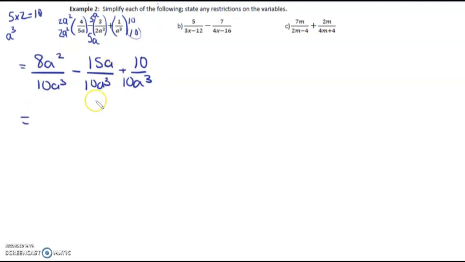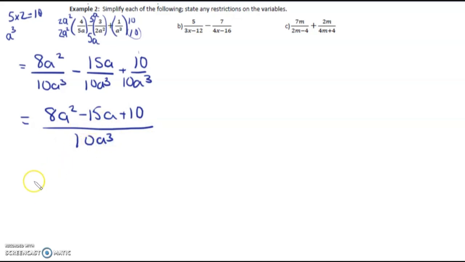Okay, now we can collect the numerators. If we take a look at the numerators, none of these are like terms. So it's just going to be the expression 8a squared minus 15a plus 10, and it's all going to be over 10a cubed. Okay, and the restriction is a does not equal 0.